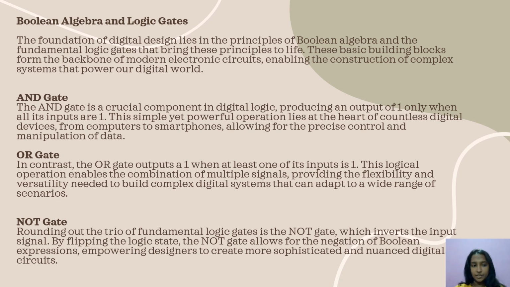Second comes the OR gate. In contrast, the OR gate outputs a 1 when at least one of its inputs is 1. This logical operation enables the combination of multiple signals, providing the flexibility and versatility needed to build complex digital systems that can adapt to a wide range of scenarios.